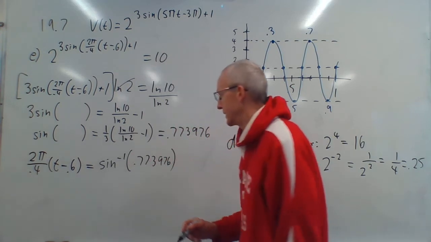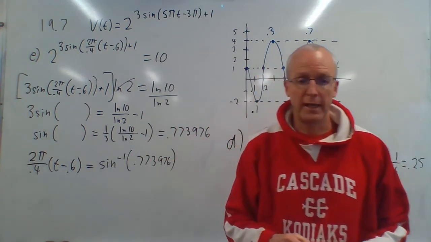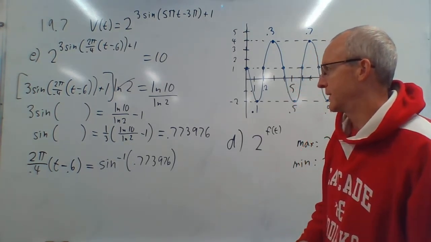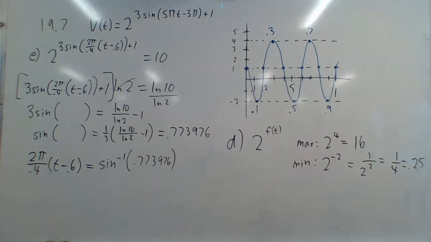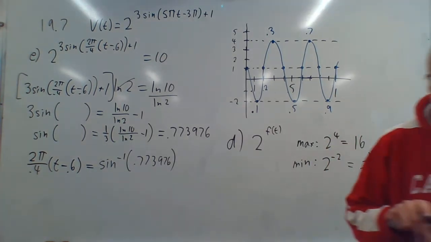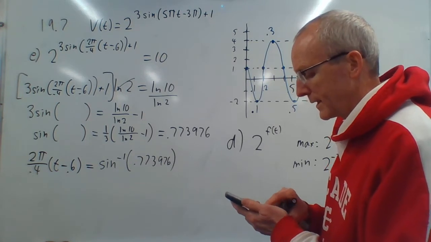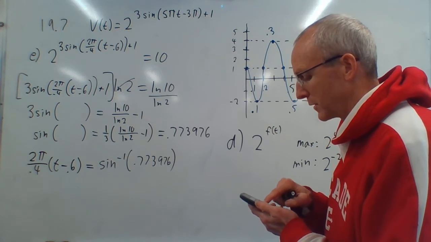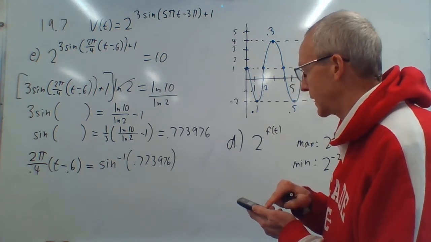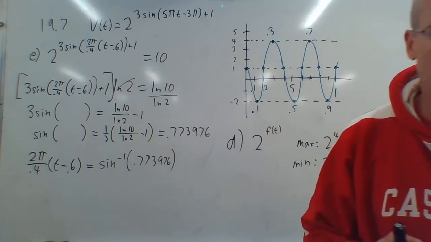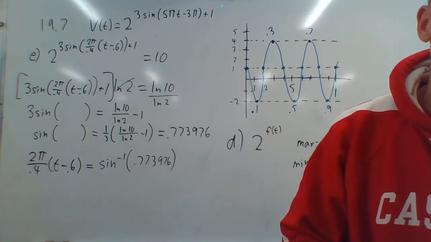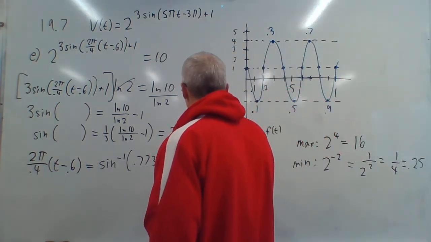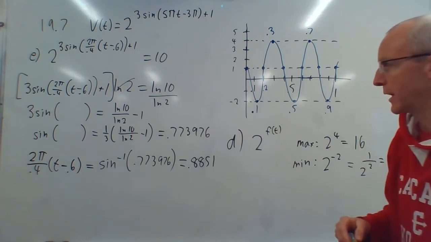0.773976. I plug that into my calculator. I make sure I'm in radian mode, because I want to know what angle gives the sine of that. So you make sure you're in radian mode. So let me do that right now. 0.773976. I'm in radian mode, second sine, so I get inverse sine. I get 0.88509. Let's say 0.8851. That should be close enough. Now, this is the tricky part.